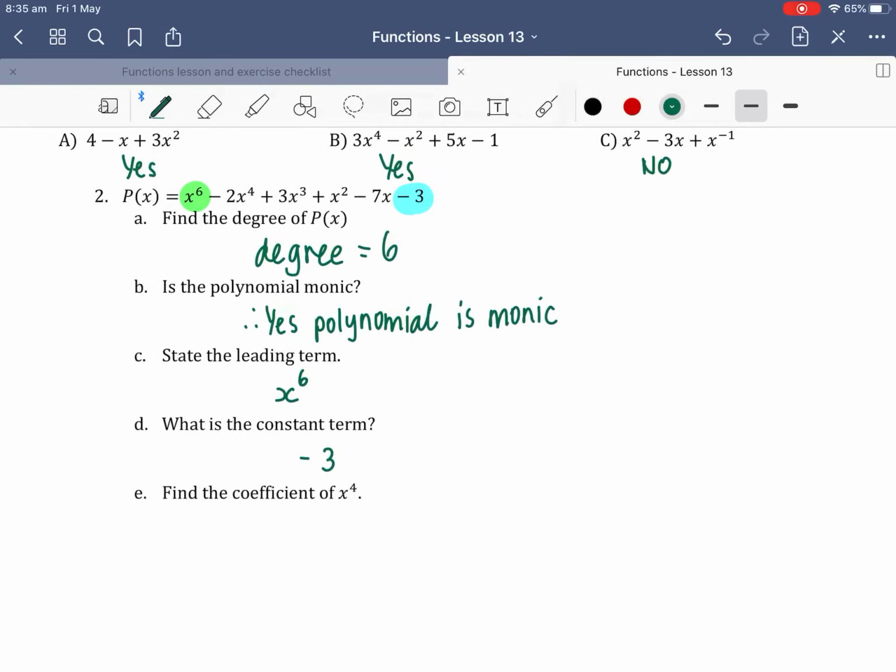Okay, and then we want to find the coefficient of x to the power of 4. So this is going to be the value that is in front of x to the power of 4. So it is going to be our minus 2 is our coefficient.